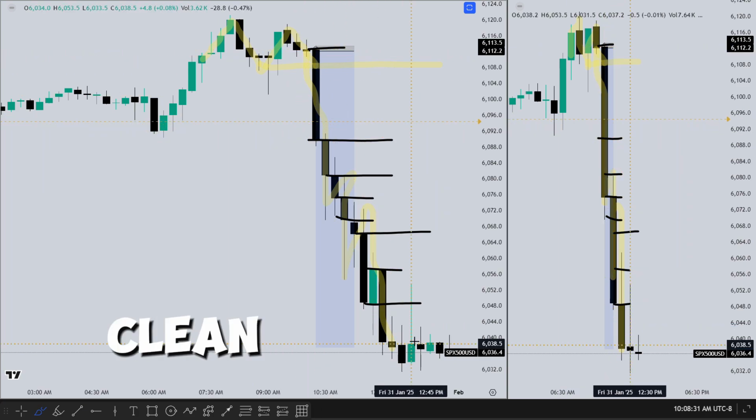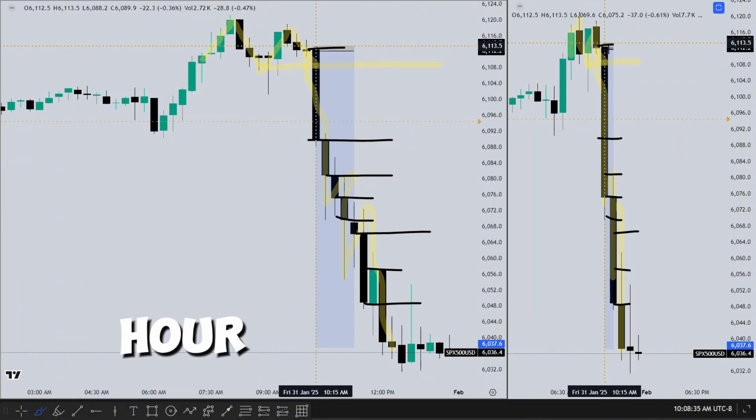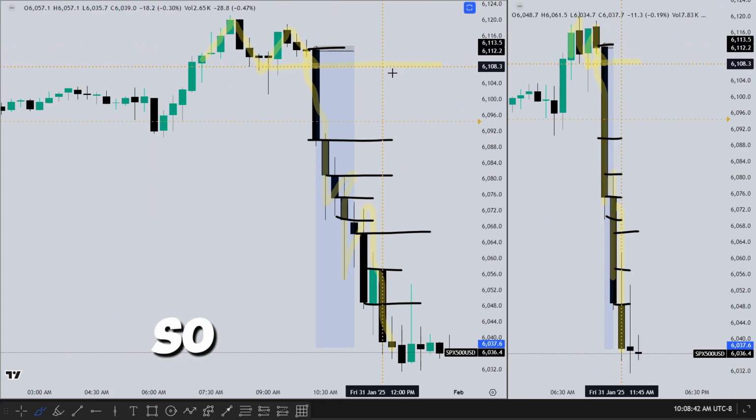But this was a very clean drive to the downside, and again, if you simply waited for that 3-hour candle open and executed on that 45 candle, you would have done very well. So open, high, low, and close is very critical, and time is a very important aspect of that.